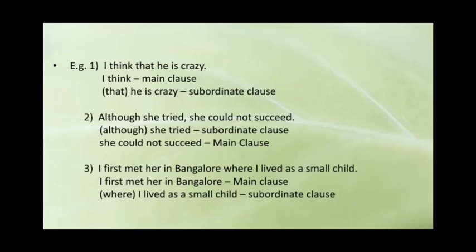So that is why the first part becomes the main clause, whereas the second part, that is where I lived as a small child, becomes the subordinate clause. And you can even see that it begins with a subordinating conjunction. What is it, children? It is where. It is being introduced with the subordinating conjunction where. Where I lived as a small child. Okay, children?